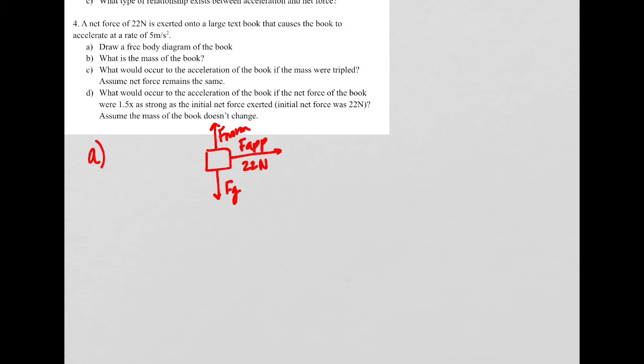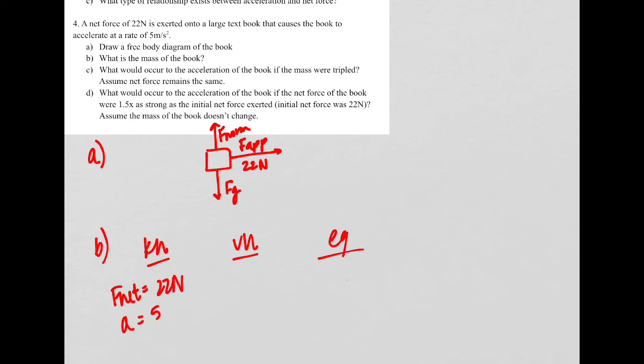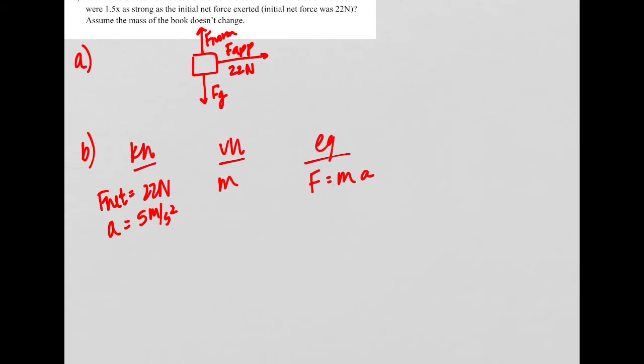Okay, so what is the mass of the book? So our knowns, unknowns, and equation. We know that our net force is 22 newtons. We know that our acceleration is 5 meters per second squared. What we're looking for is mass. Our equation is F equals m a, or a equals F divided by m, whatever one you have remembered is fine.